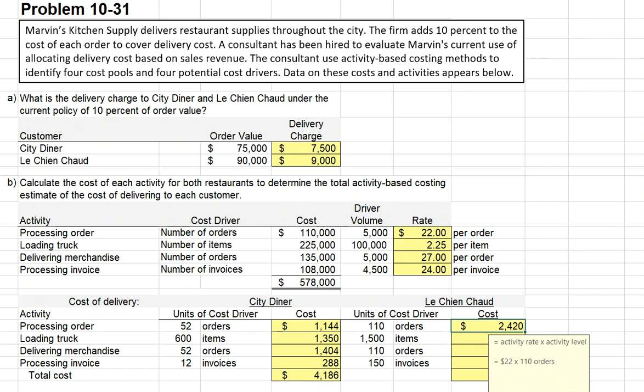We have ordering cost of $2,420. We have cost of delivery or loading the truck of $3,375. We have delivering merchandise costs of $2,970, and we have costs related to processing invoices of $3,600, for a total of $12,365. And we can notice the change in allocation of cost when we change our cost allocation methods.